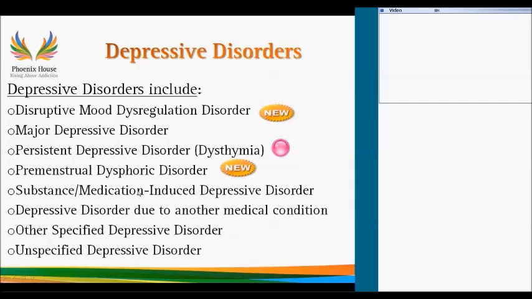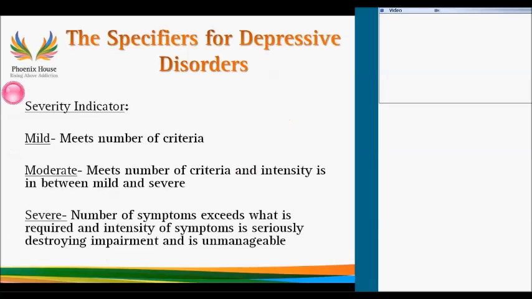Then we have substance medication-induced. Again, this is also duly listed in the substance use chapter. And then we have depressive disorder due to a medical condition, and then other. The severity index for depressive disorders is different than bipolar disorders. Here we have the severity indicator. Mild means that the person meets the minimum number of criteria. So, in other words, if the person has persistent depressive disorder, otherwise known as dysthymia, it means that the person has met criteria for that disorder and met it in terms of duration, 2 years, and symptoms, and so on.